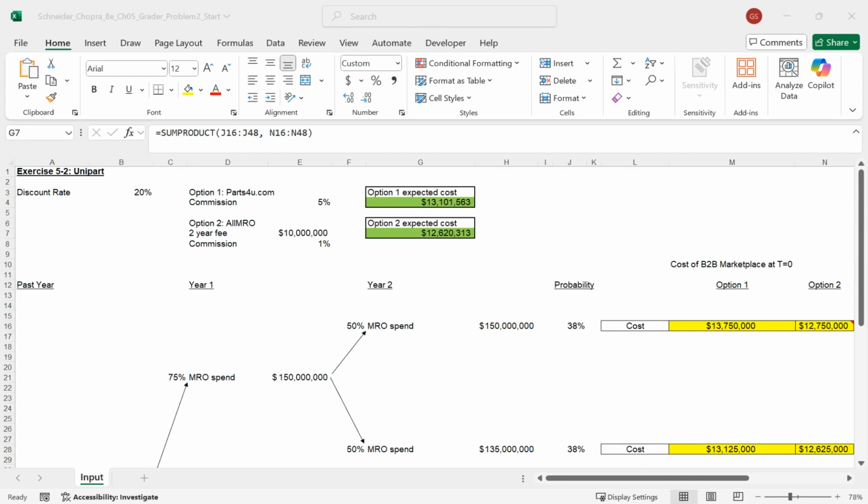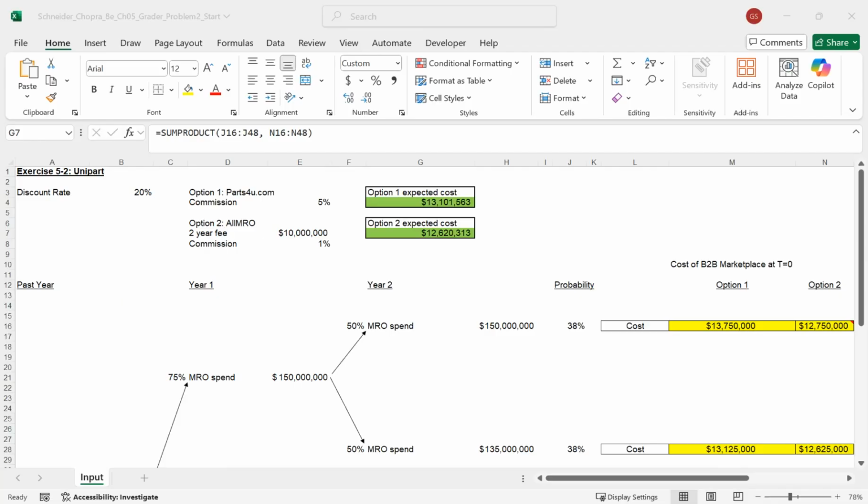And finally, our analysis highlights the idea of optionality. AIMRO's $10 million fixed fee is like paying a higher upfront option cost, but it lowers variable costs, which pays off across all scenarios. So, Chapter 5 stresses that flexible options may look more expensive initially, but under uncertainty, they can actually be cheaper overall. So to wrap it up, I think that Unipart should choose AIMRO because it has a lower expected cost under uncertainty.